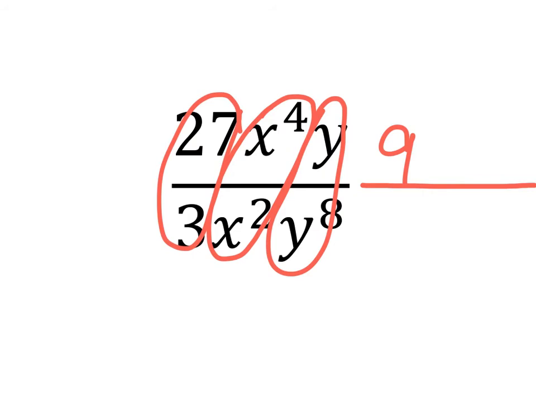The x to the 4th over x squared, I have 4 on the top, 2 on the bottom. That simplifies to give me 2 on the top. My y over y to the 8th, I have 1 y on the top, I have 8 on the bottom. So as I cross out, my leftovers are all going to be on the bottom, and there will be 7 of them. 9x squared over y to the 7th.